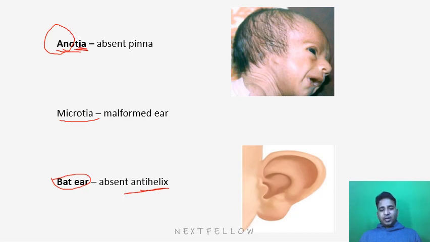Look at the diagram. Normally in our ear there is an antihelix. The antihelix should go like this. So this is our normal ear. In bat ear, the antihelix is absent.